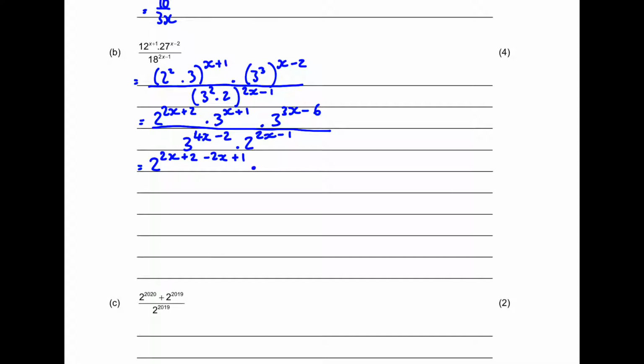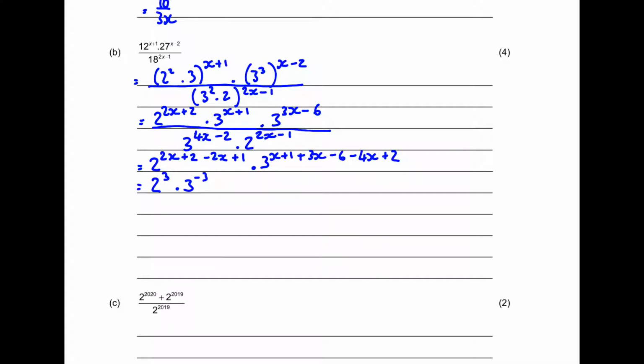Right, then let's move to the 3. So we move to this first 3 here. That's 3 to the x plus 1 plus 3x minus 6 for this exponent. And then we've got a 3 at the bottom. That's raised to 4x minus 2, so that becomes minus 4x plus 2. All right, now we simplify. So for the 2, the 2x minus 2x cancels out, and 2 plus 1 is 3. Then for the 3, we have x plus 3x is 4x minus 4x, so the x's cancel. Then we have 1 minus 6, which is negative 5, plus 2 is negative 3.